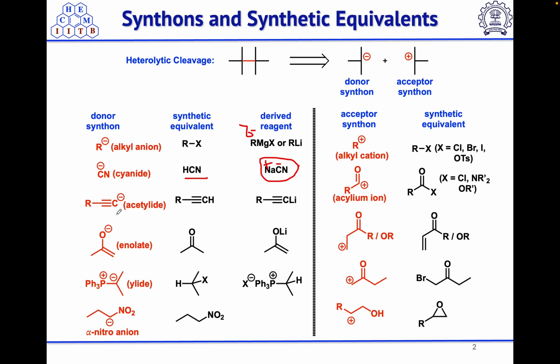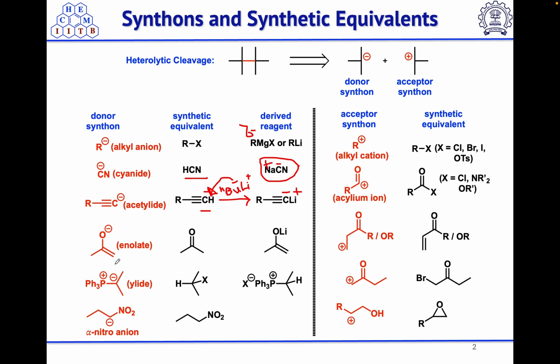What about the acetylide? Acetylide is R triple bond C minus, and the synthetic equivalent is R triple bond CH. How can you generate it? If you treat this terminal alkyne with n-butyllithium base, this n-butyl minus Li plus base will abstract the acetylenic proton, and it will give R triple bond C minus and Li plus. So this acetylide anion you can easily get.